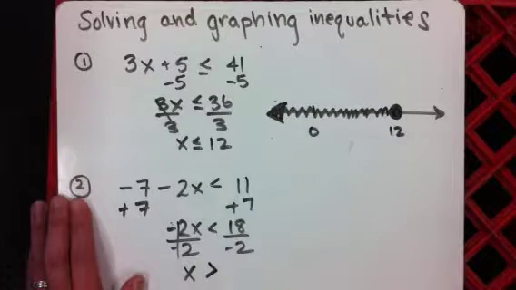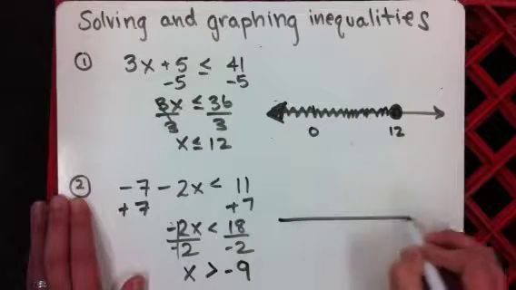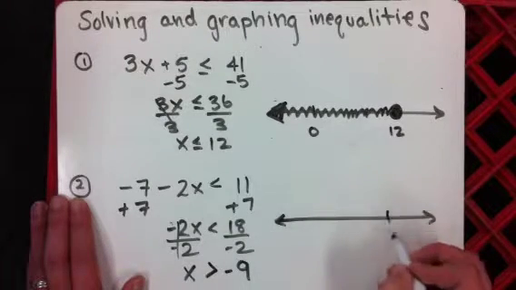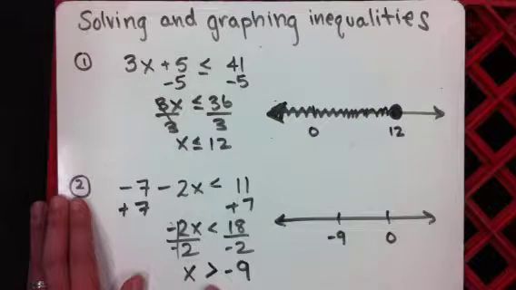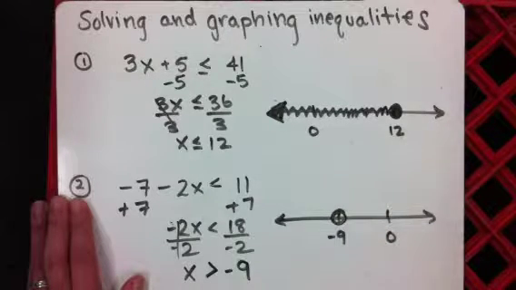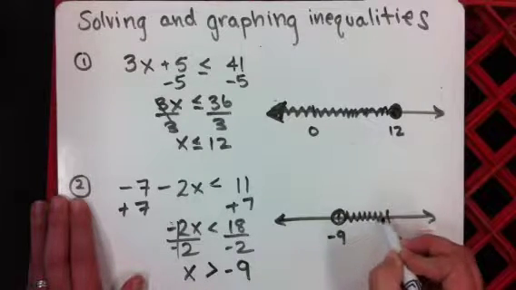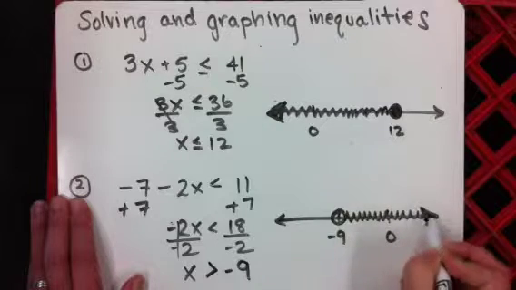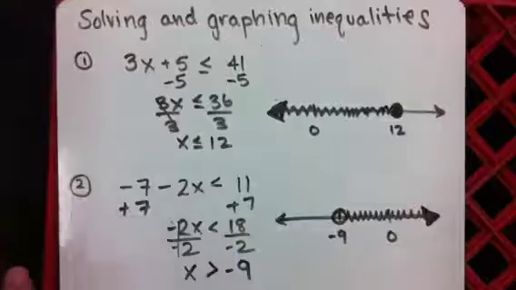I still have x on this side, and here I'll have a -9. When I graph this, my 0 would be here, -9 about there. Because x cannot be equal to -9, I'm going to have an open circle on -9. And I'm going to show that x is greater than those numbers. So I'm going to shade numbers that are greater than -9 and shade the arrow so I know it continues off in this direction.